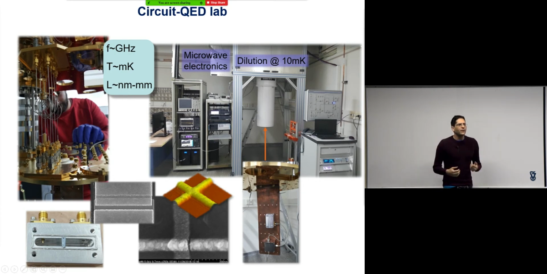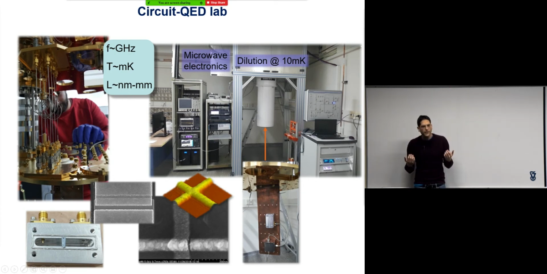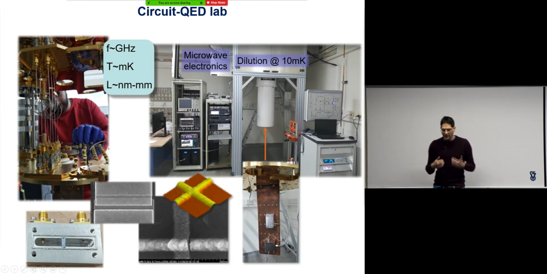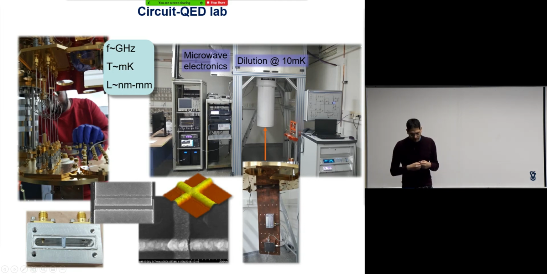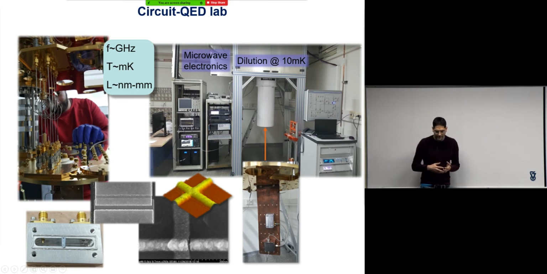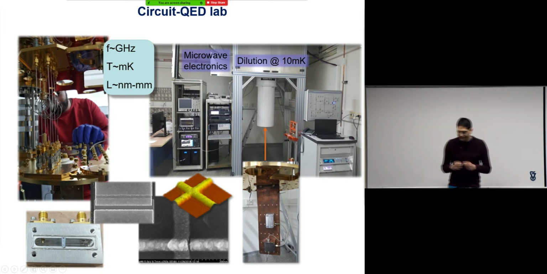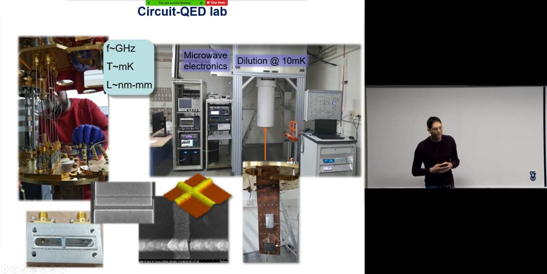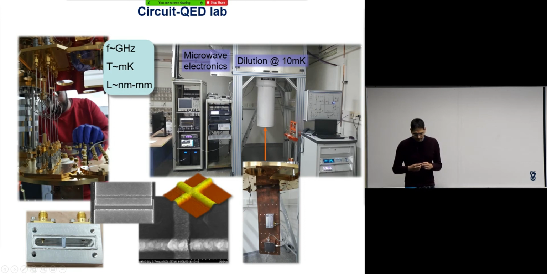These circuits are cooled down to millikelvin temperature because you want to be well below these gigahertz frequencies. Otherwise you get a thermal population. The size of these circuits, and this is one of the more distinct features of this, is about millimeters. This is huge, okay? This is about 10 to the 23 atoms we're talking about.